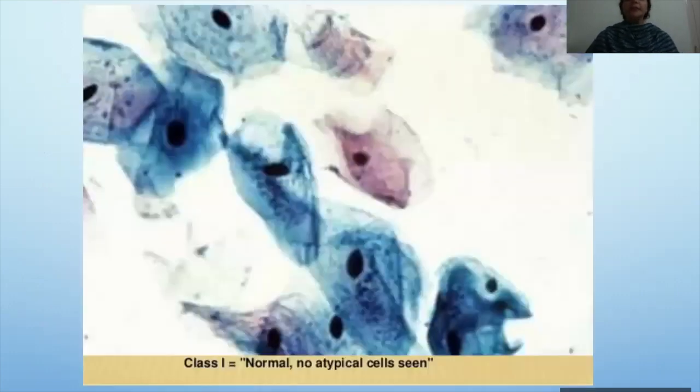Now, the 5 categories that we have spoken about: the first was class 1, the normal category. Here, we do not see atypical cells. There are no atypical cells. That means this is a normal cytological smear where the epithelial cells are polygonal, the nuclear to cytoplasmic ratio is normal, and the staining is also normal.